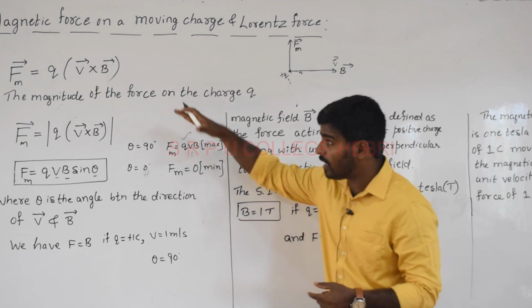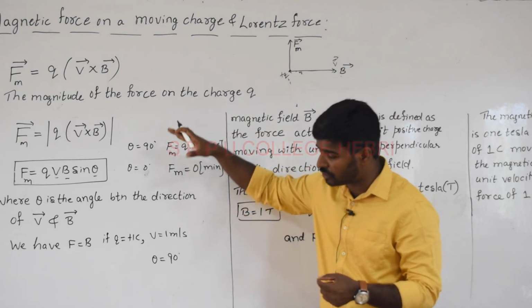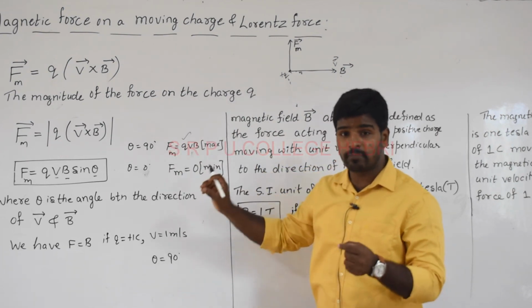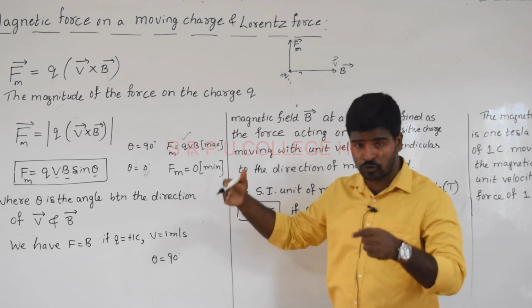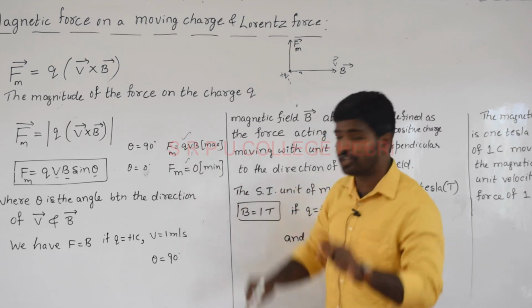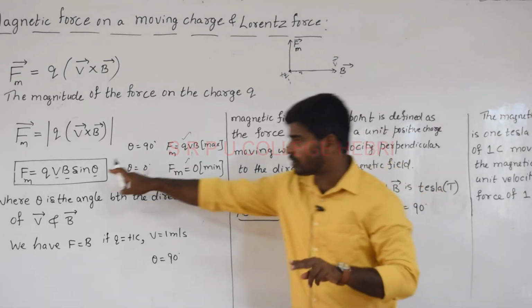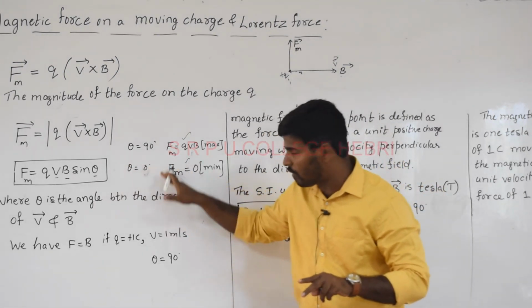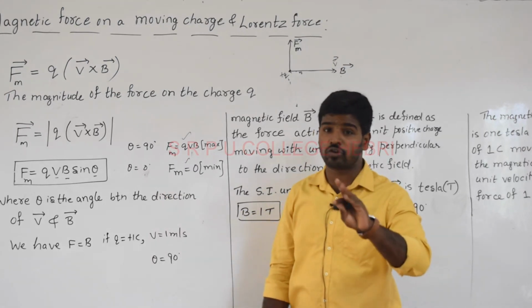Is it clear? Therefore the very important 3-mark question, this question can be asked in this way too: write the expression for magnetic force on a moving charge when it is maximum and when it is minimum. These two are the conditions for the question. One mark for writing the equation, next two marks for when it is minimum and when it is maximum, total 3-mark question.